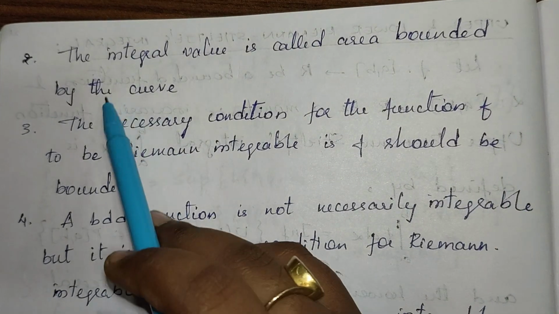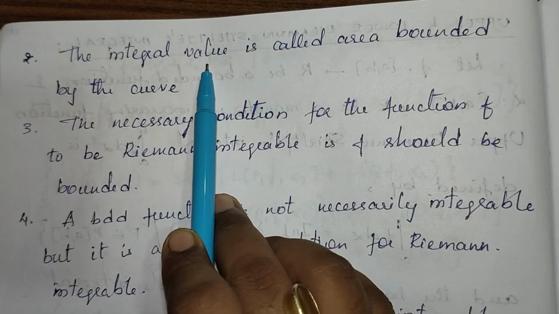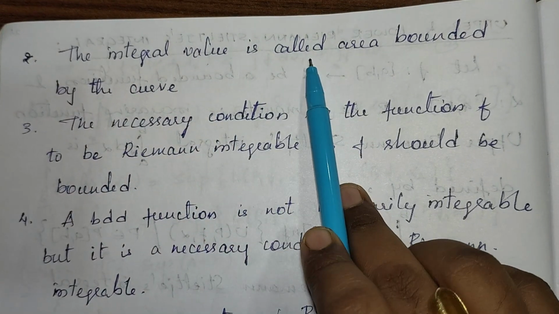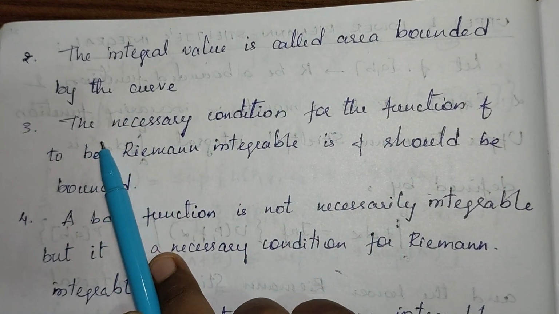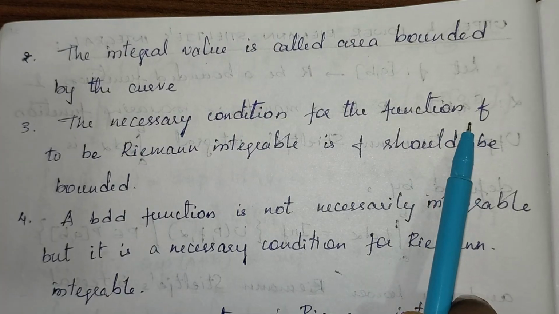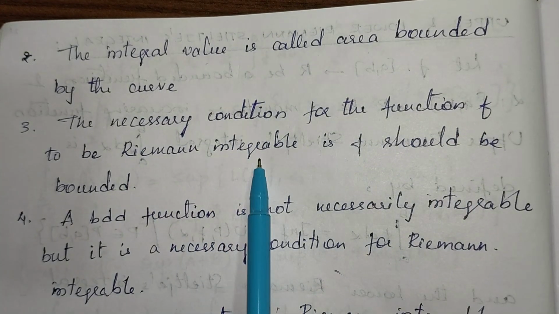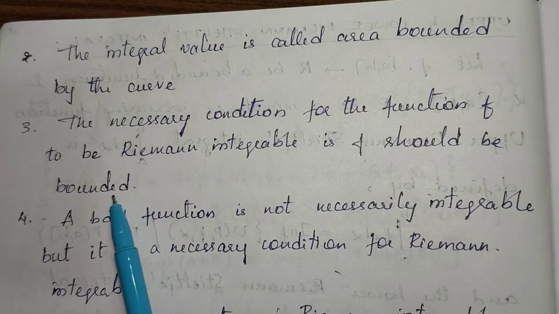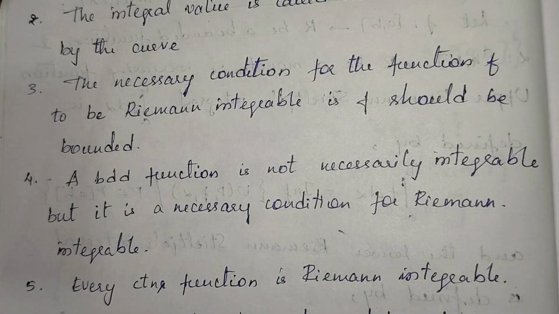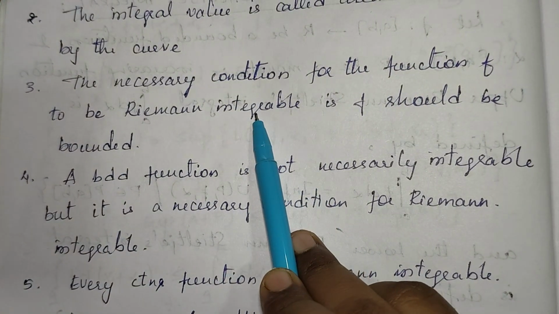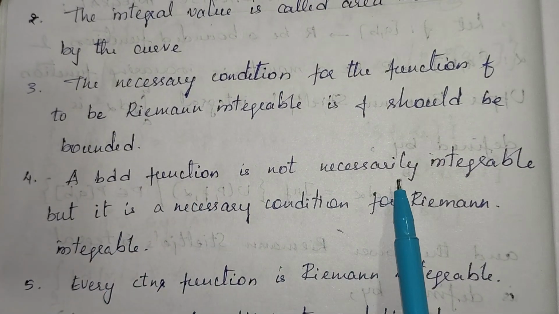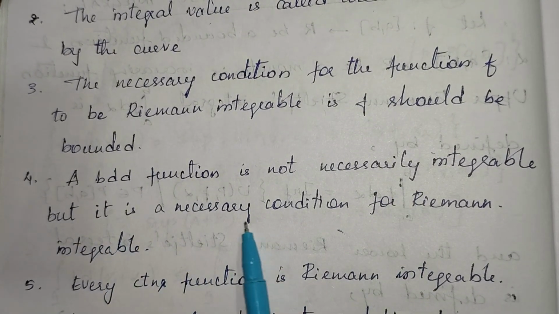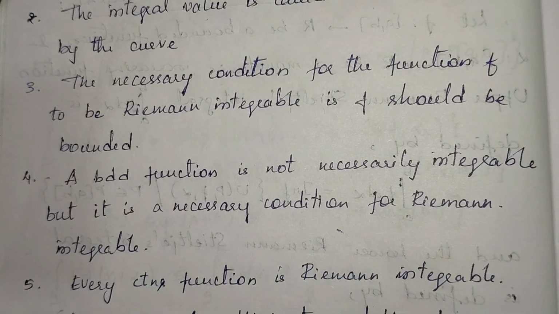And here comes the second note. The integral value is called the area bounded by the curve. Third one, the necessary condition for the function f to be Riemann integrable is that f should be bounded first. That is the necessary condition. This means if f is Riemann integrable, then it must be bounded. But a bounded function is not necessarily integrable. But it is a necessary condition for Riemann integrable.